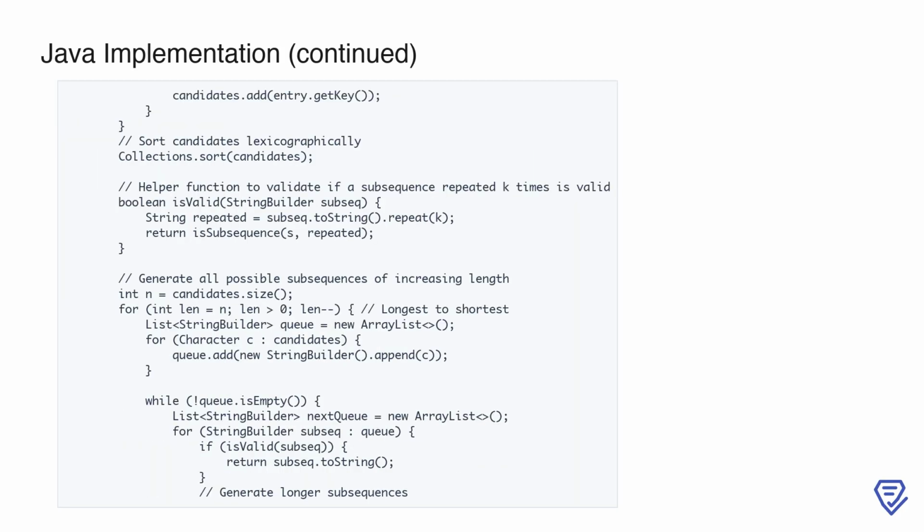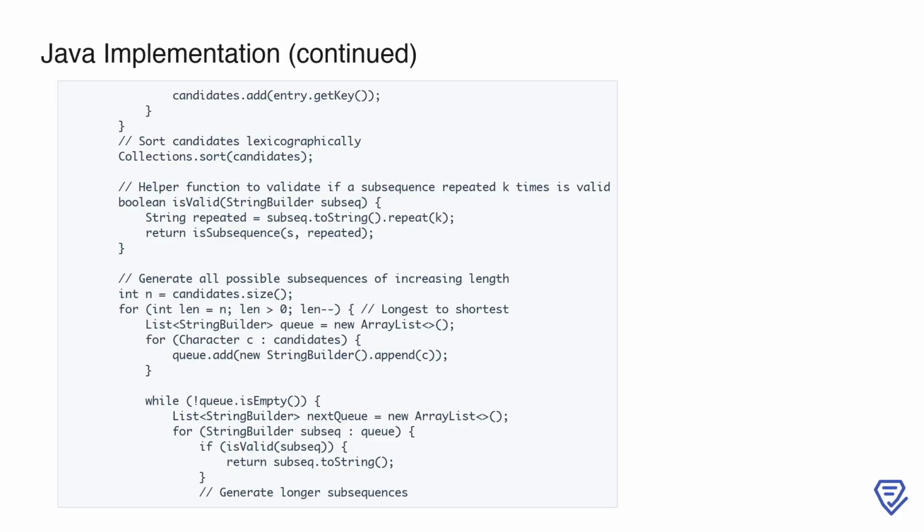Once we have the candidates, they are sorted lexicographically to ensure that any subsequences we generate will maintain the desired order for comparison. Next, we define another helper function, isValid, to check if a candidate subsequence, when repeated k times, is a valid subsequence of the original string s. This is done by repeating the subsequence k times and passing it to the isSubsequence method.